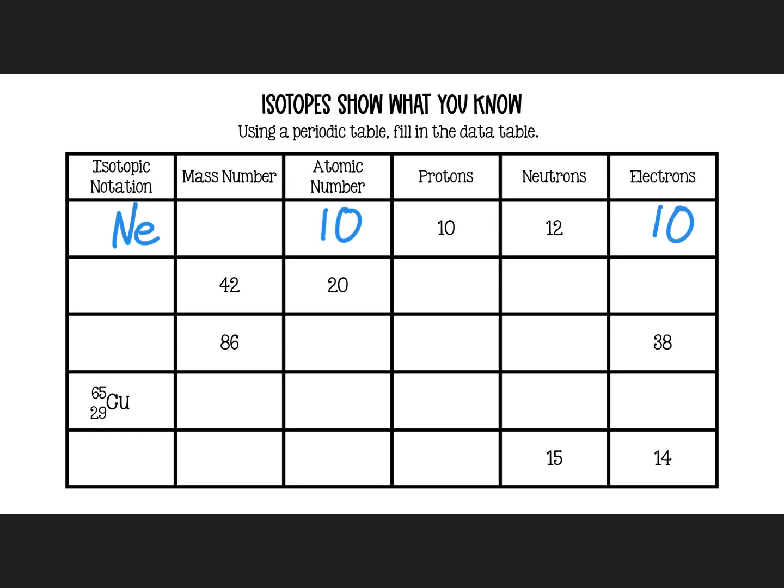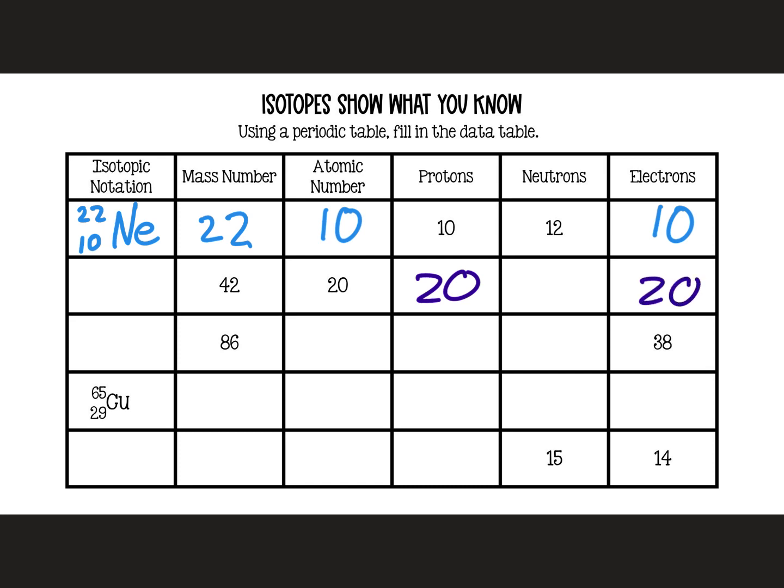Now let's add the protons and neutrons to get the mass number of 22. And in isotopic notation, that will be a superscript of 22 and a subscript of 10 with an Ne for neon.